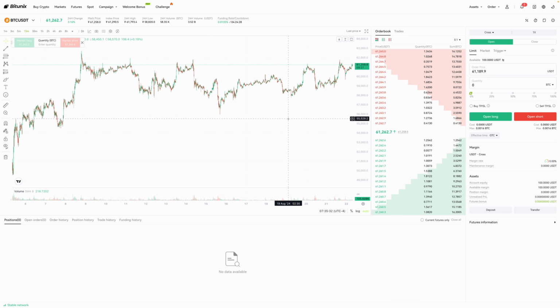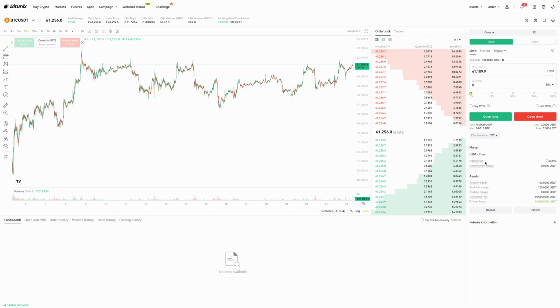So right now I'm on the futures trade dashboard on Bitunix. Now the 4 things to watch out for are 1, the funding rate, 2, the margin mode, 3, the leverage, and 4, your maintenance margin or your margin rate. With that said, I'm going to explain what each of these are and why they're important.